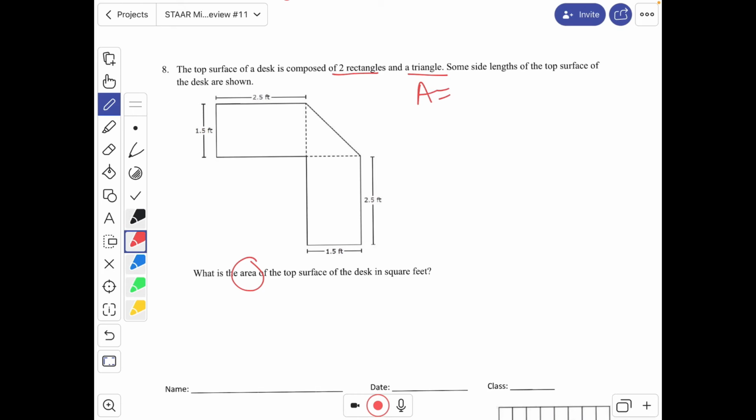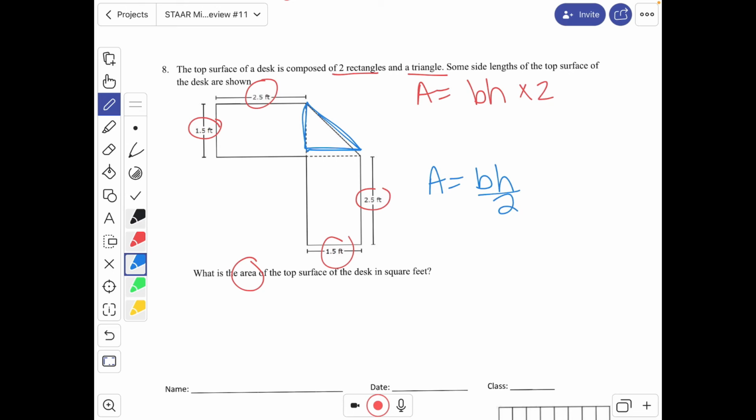Well, the formula for area of a rectangle is base times height. And both of those look like they have the same measurements, 2.5 and 1.5. So if I figure out 1, I can just multiply by 2. And then I'll need the area for the triangle, which is base times height divided by 2. But I don't see any measurements, so I'm going to have to kind of look. The base would probably be the same as that one, and the height would probably be the same as that one.